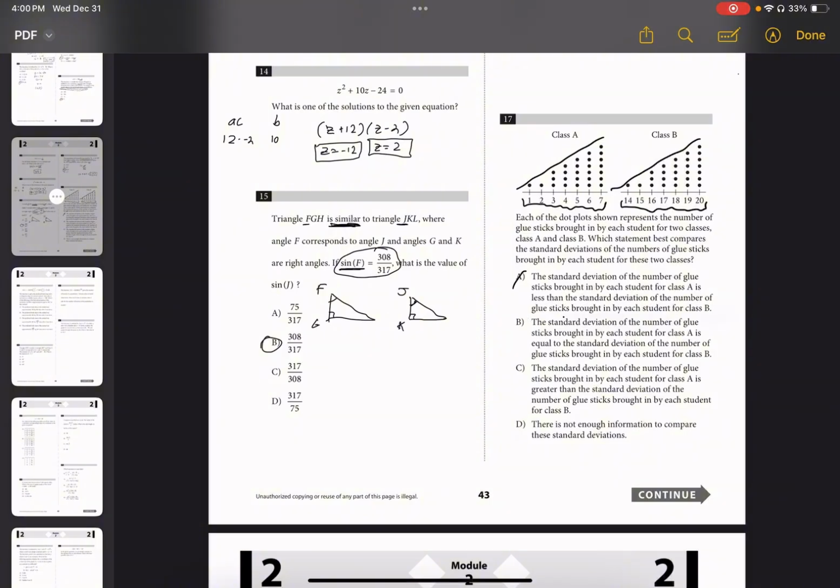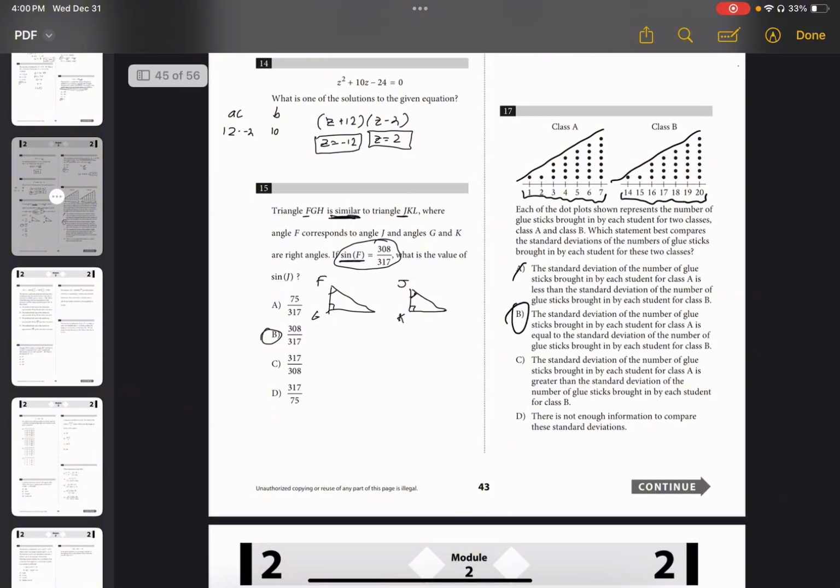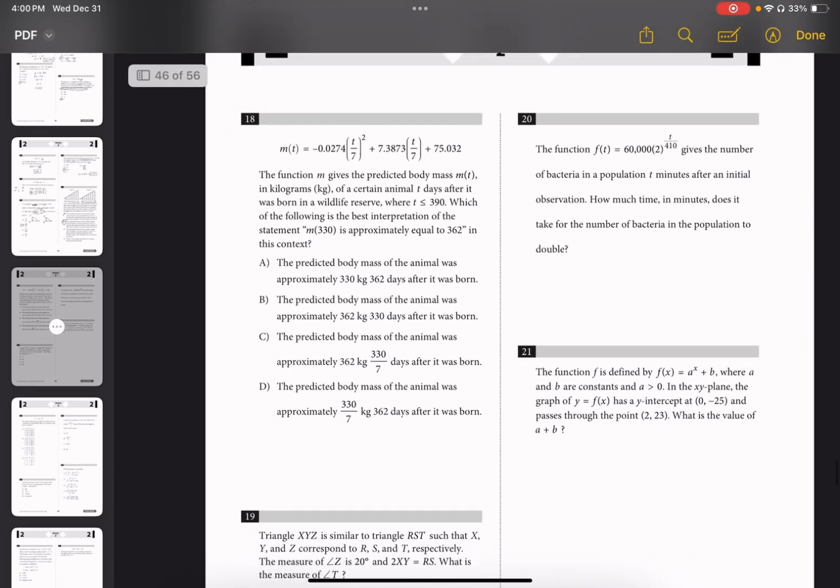And then answer choice B, the standard deviation of the number of glue sticks brought in by each student for Class A is equal to the standard deviation of the number of glue sticks brought in by each student for Class B. That is correct. It's just a long question. I wouldn't even bother going through the other ones unless you do have time because they're very long answer choices.